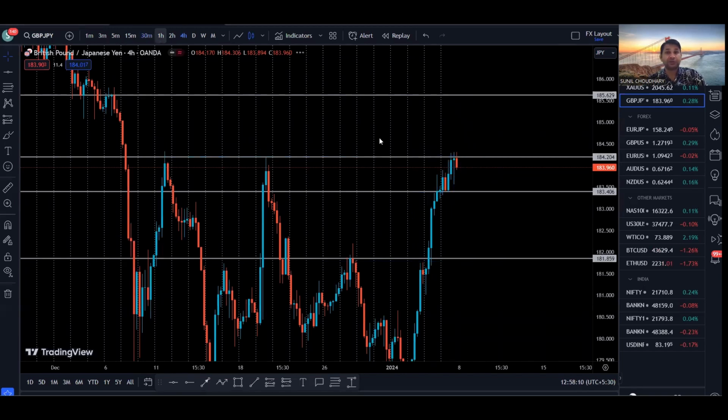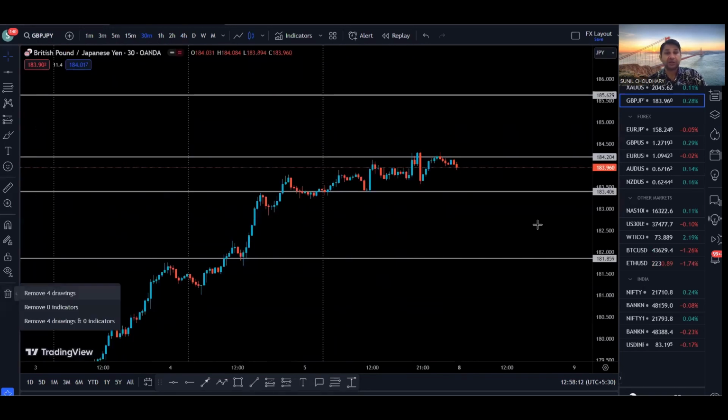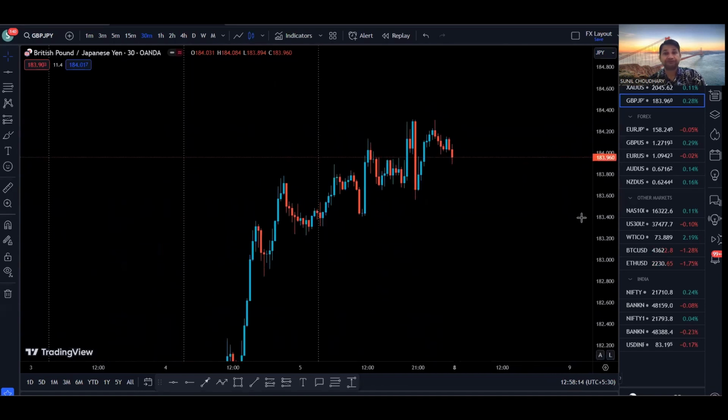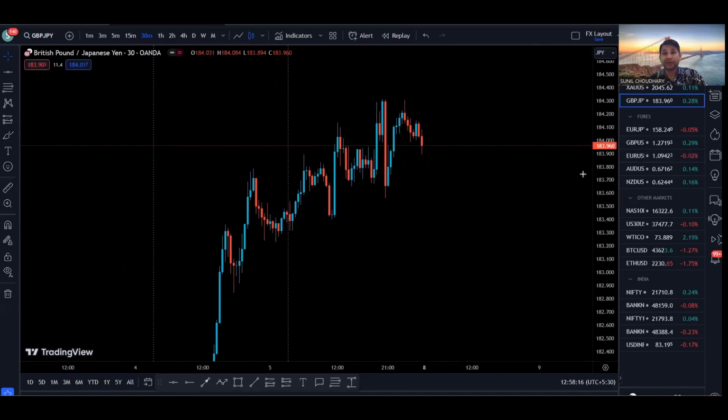Now let's go to the 30-minute time frame to see more details. What is happening on the 30-minute time frame? It looks kind of bullish because we are making higher highs and higher lows. We create a high, a higher low, a higher high, a higher low, and we created a new high. So the market structure is very bullish, and there is a very high probability price will continue going to the upside.